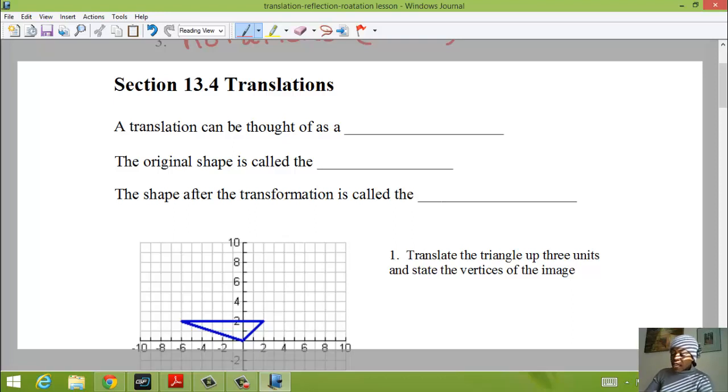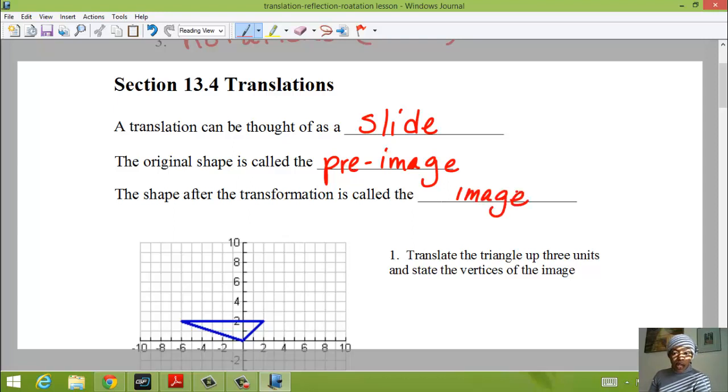Translation can be thought of as I already gave this to you, as a slide. The original shape is called the pre-image, okay? So that means that before an object is being transformed, it is known as the pre-image, the image before it has been transformed. After it has been transformed, the result is now called the image. That is how we're able to tell the difference between the two. So the original shape is called the pre-image. The shape after the transformation, as I already indicated, is called the image.